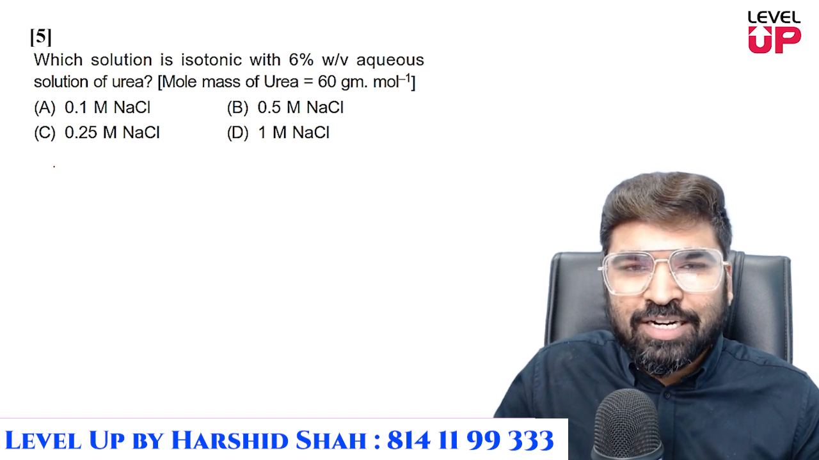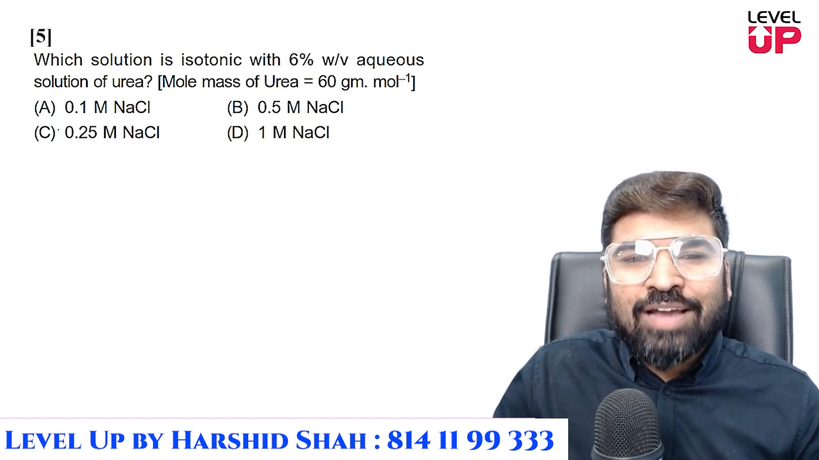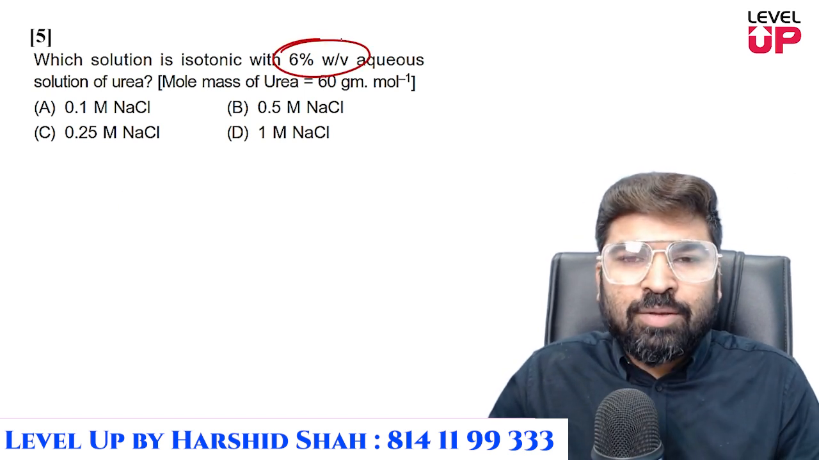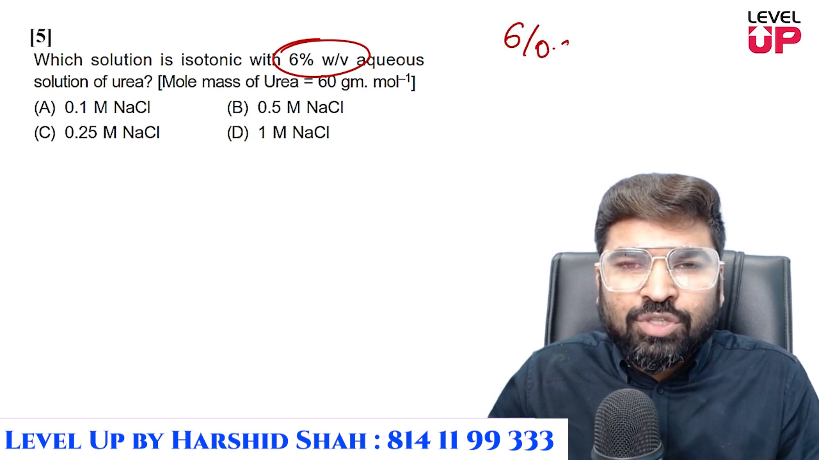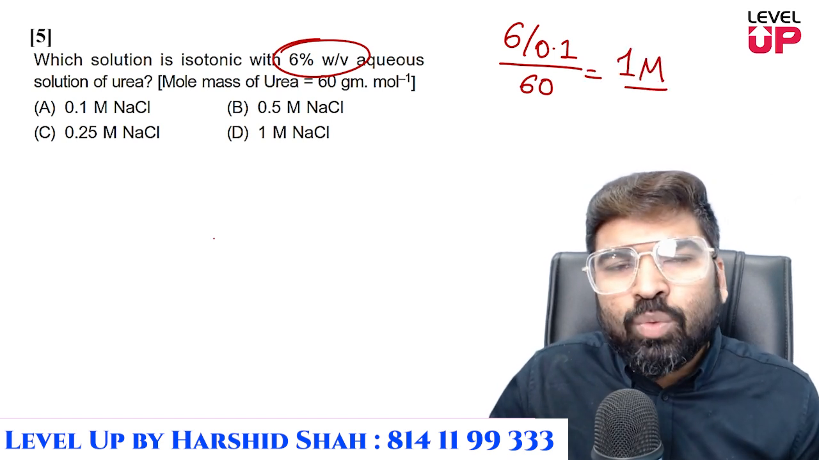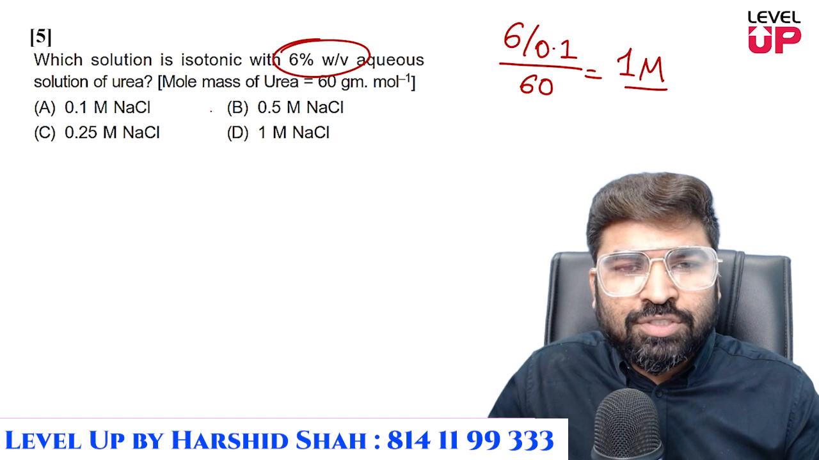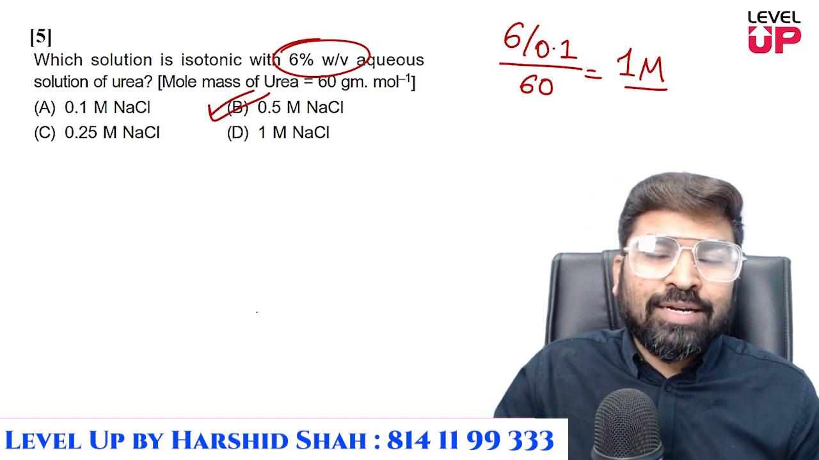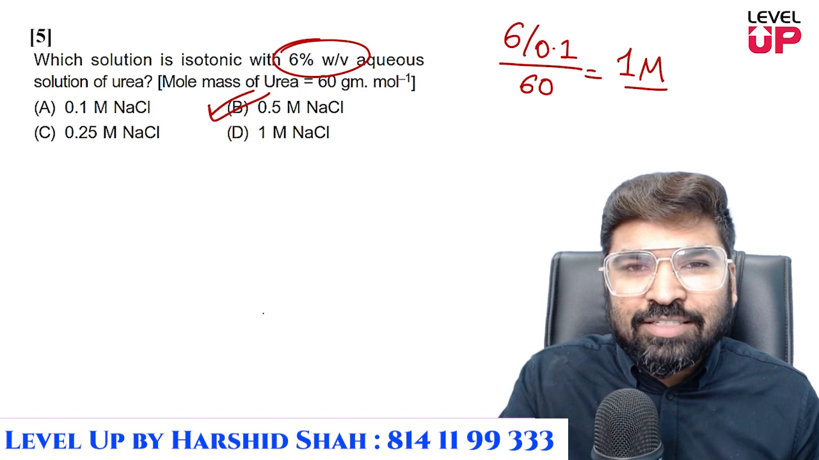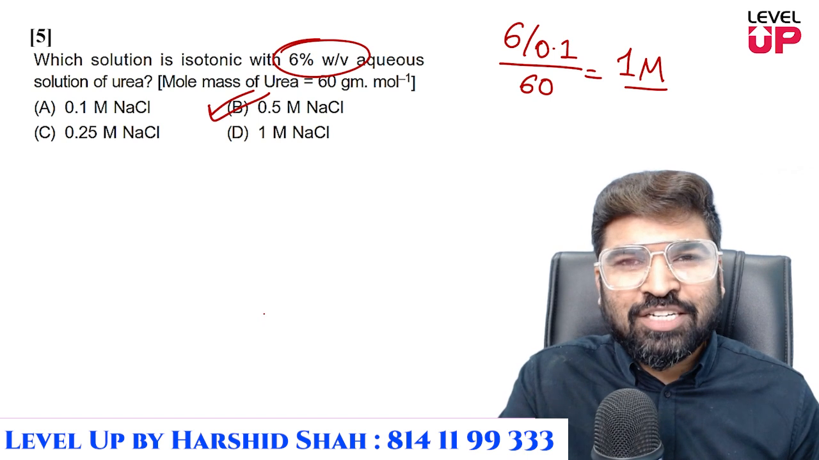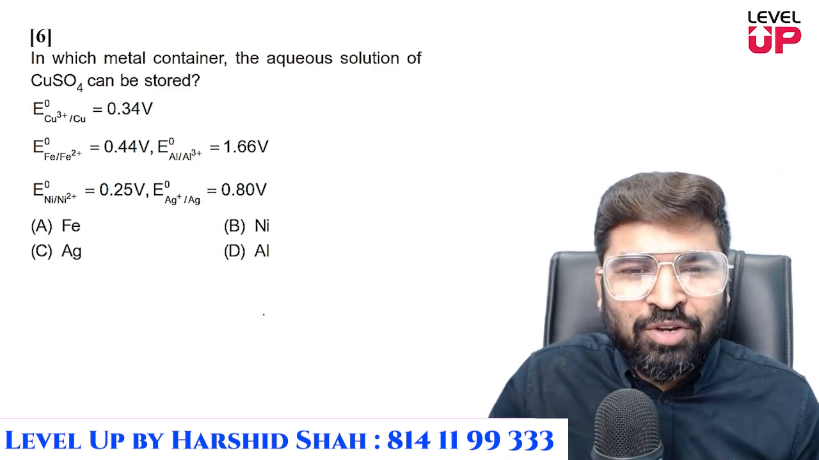Molar mass is 60 gram per mole, right? So we want to find out isotonicity. So 6% W by V is actually equal to 6 divided by 0.1 for 100 ml divided by 60. So it is 1 molar urea. That 1 molar urea, because it has got only one particle, NaCl's concentration should be 0.5 multiplied by 2. NaCl, since it is dissociating substance, will have the same number of particle for half the concentration, right? Are you getting it? Very good.